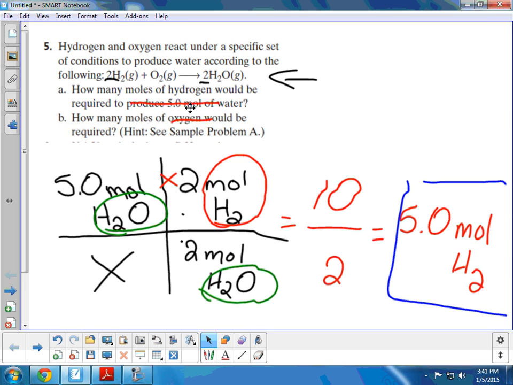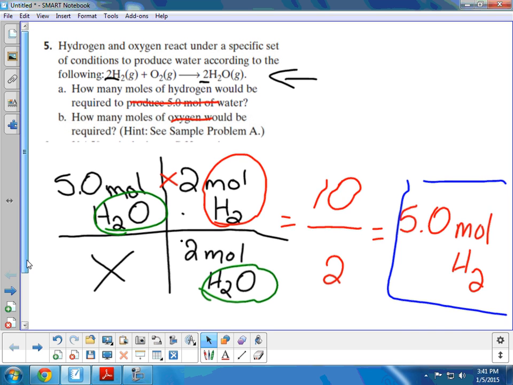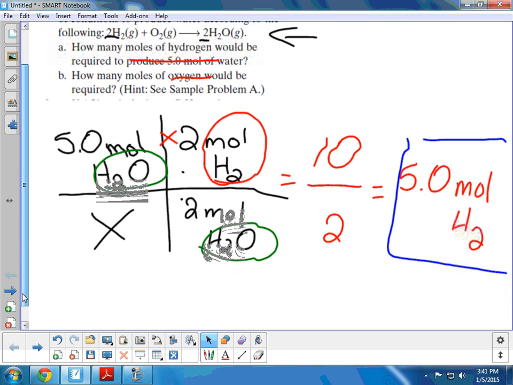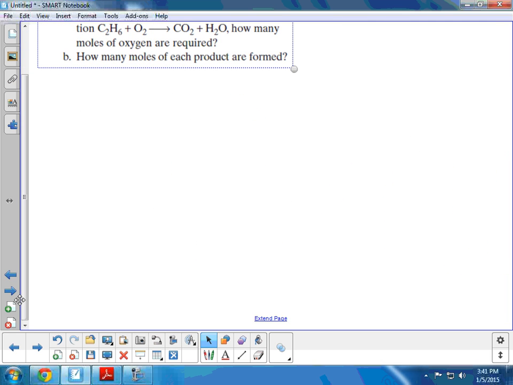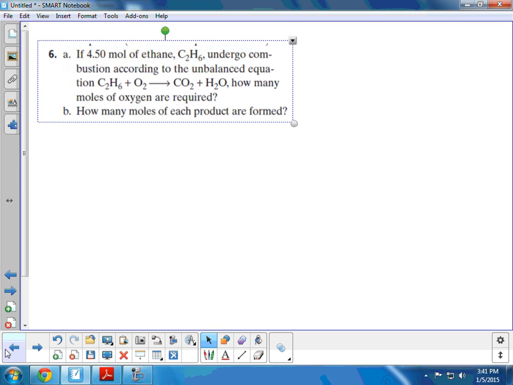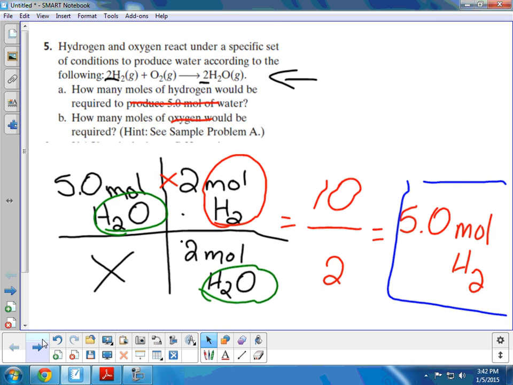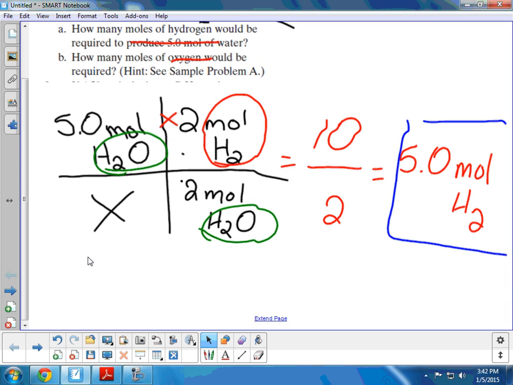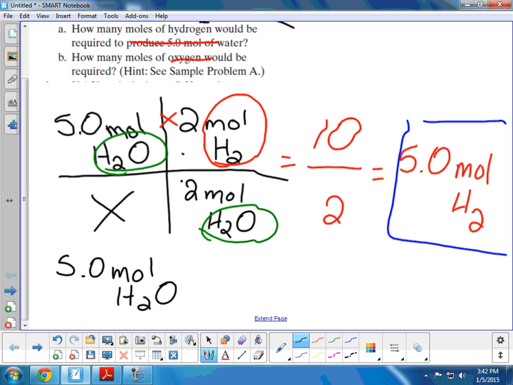5B, how many moles of oxygen would be required? Okay, so we still have 5 moles of H2O. So how much O2 could we get? So if we have 5 moles of H2O.